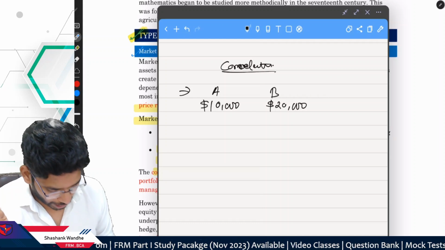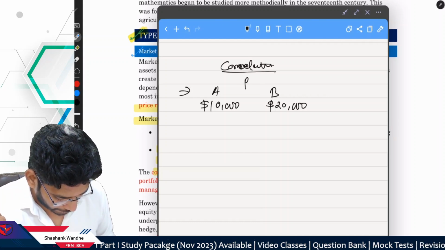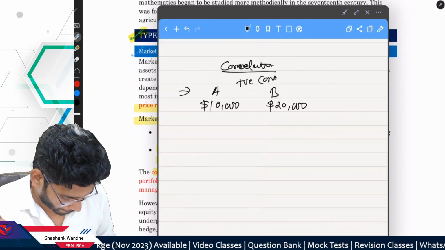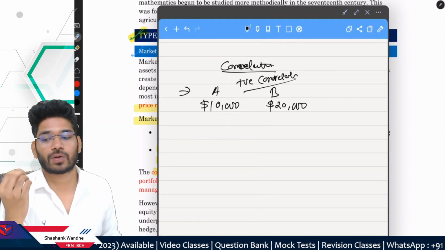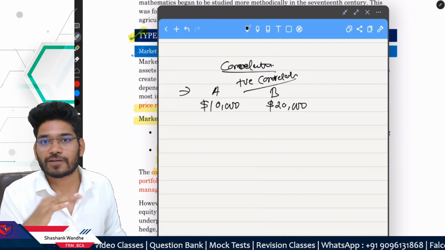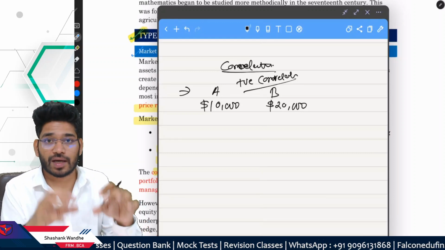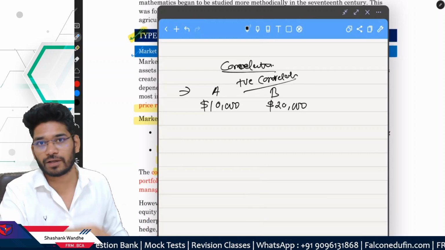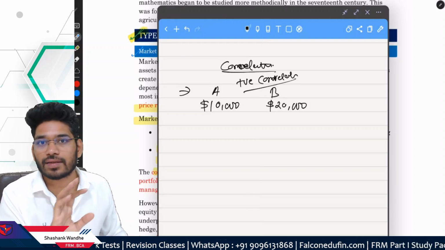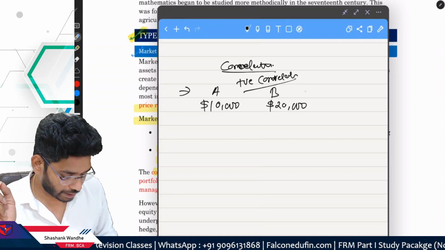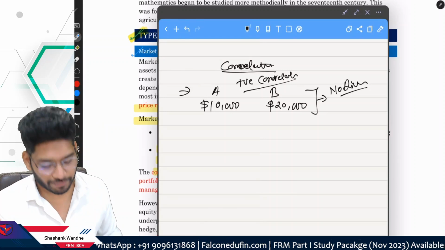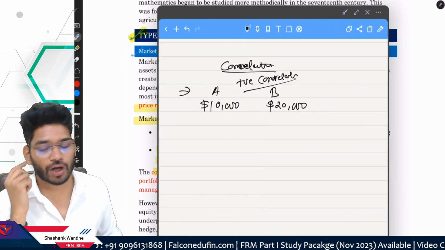If both are very positively correlated, in this case what happens? If the price of A falls, then B will also fall because these are positively correlated. If A falls, B falls. If B falls, A falls. Meaning you will generate higher losses in this particular case. And this is known as a no diversification scenario or less diversification. So you are not diversifying your portfolio.